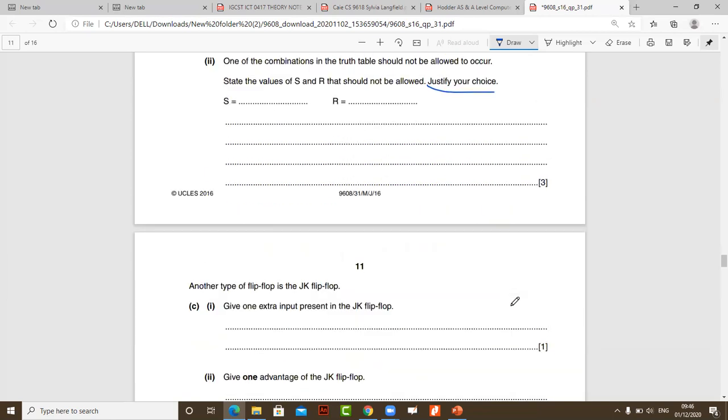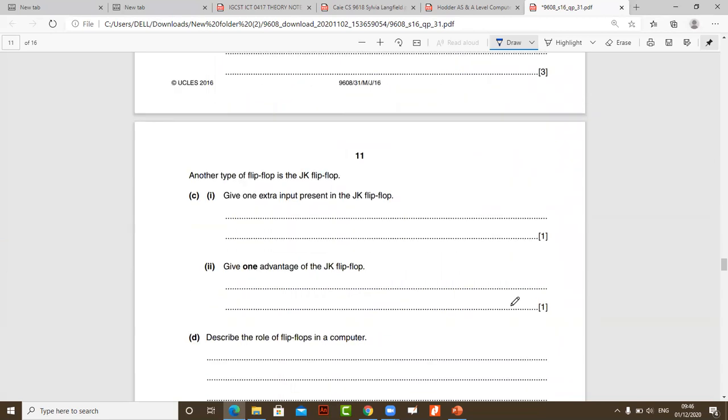Yes, sir. Okay, then it says another type of flip flop is the JK flip flop. Give one extra input present in the JK flip flop, that is the clock. Okay, one extra input is done basically with the help of a clock pulse. Okay, we do this through the clock. Right.